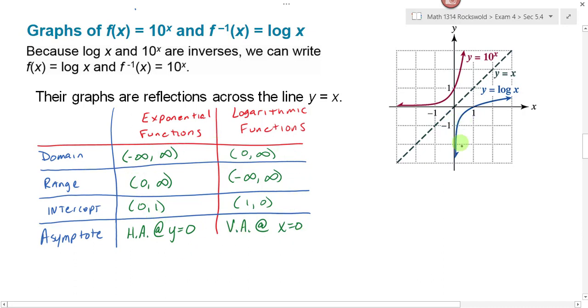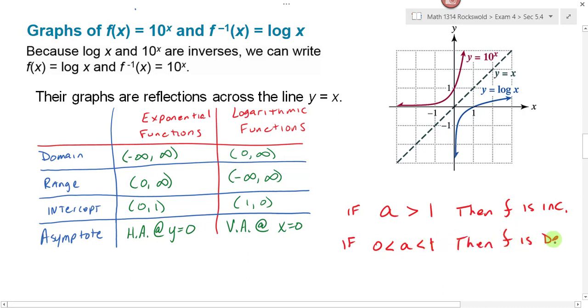Notice on this graph, both of these functions are increasing, and that's because the base is bigger than 1. If the base of the log is bigger than 1, or if the base of the exponent is bigger than 1, then the function is increasing. If the base of the log and the exponent are between 0 and 1, then the function will be decreasing.